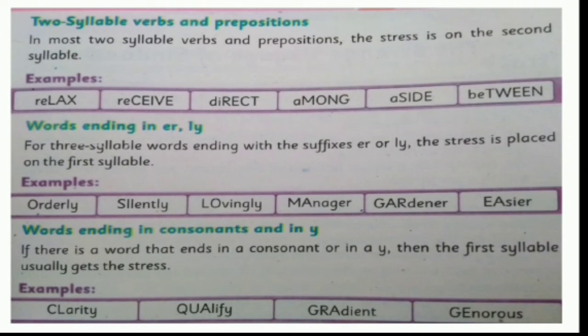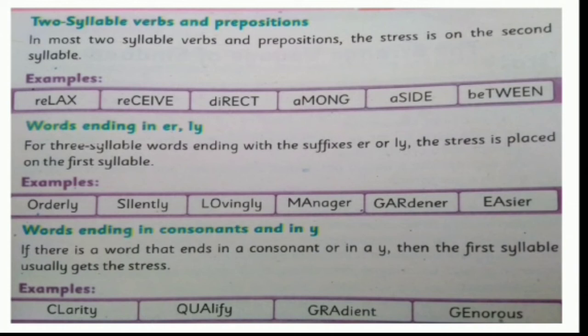Three syllable words we call trisyllabic, like two syllable words we call disyllabic, and monosyllabic for one syllable. So here we are talking about three syllable words, and if we have er or ly at the end, definitely the stress would be put on the first syllable. Orderly, silently, lovingly, manager, gardener, easier. Okay, right.